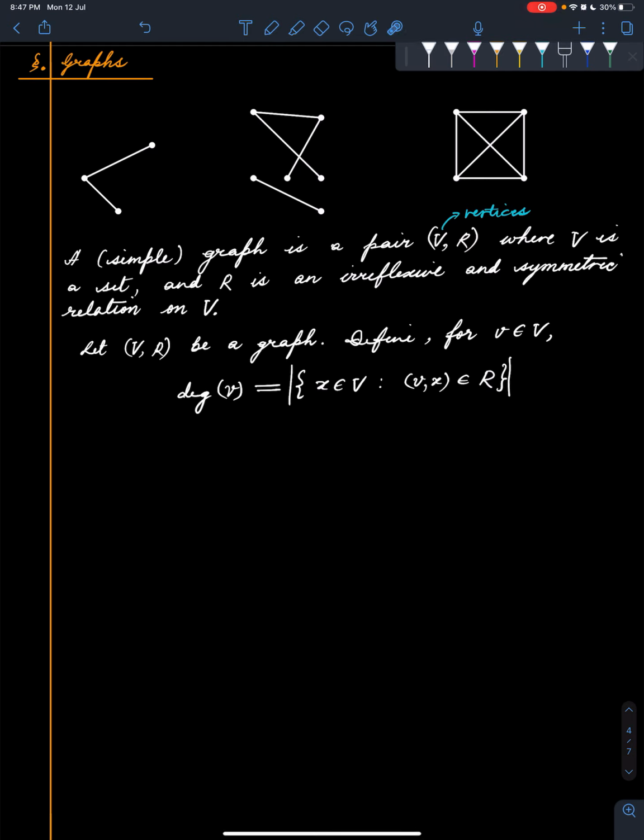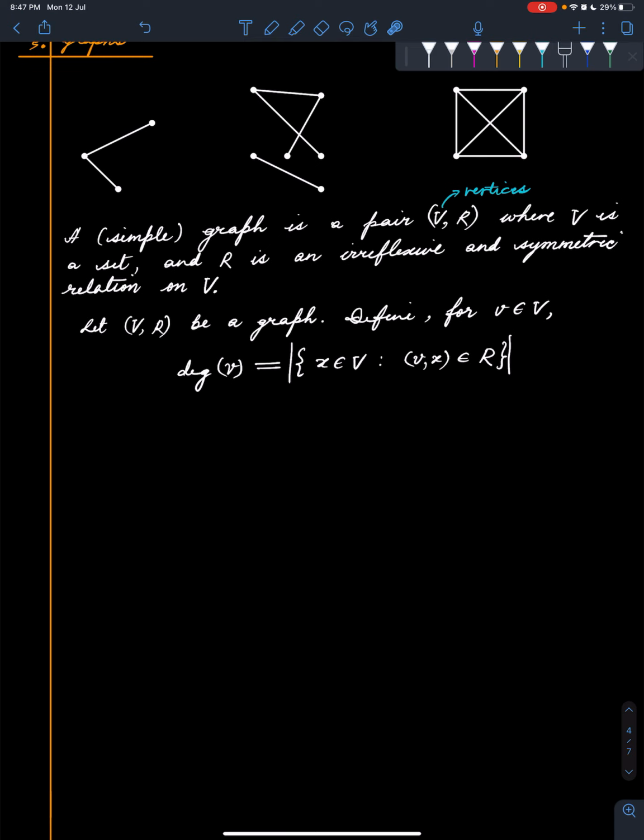So what happens in this figure? Suppose this is your vertex V, then what are the points in the vertex set such that this happens? These are this point and that point. These 2 points have that property because we have an edge here and an edge here. So what is the degree of this guy? The degree of this guy is 2. The degree of this guy is 1. The degree of this guy is 1. The degree of this guy is 2. This is 1. This is 1. 1, 1, and 2. This is 3, 3, 3, 3. So that's the degree.